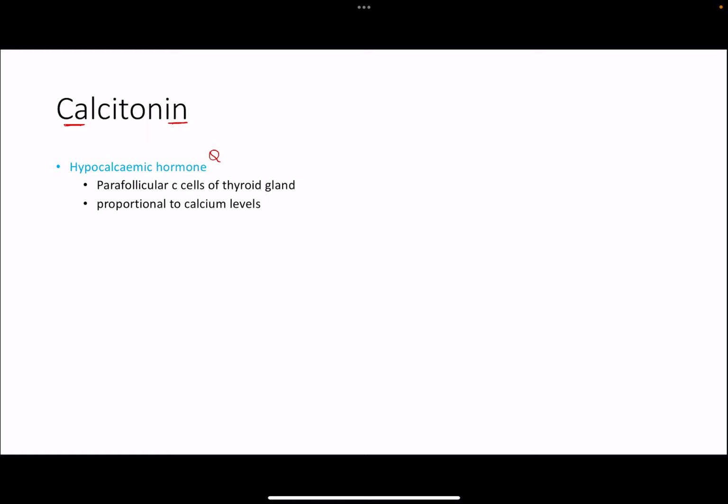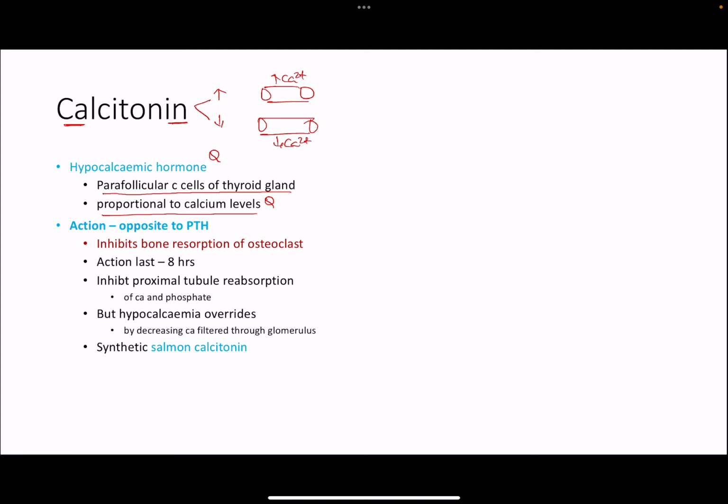It is present on the parafollicular cells of the thyroid gland mainly, and its levels are proportional to the calcium levels. That means the calcitonin level will increase if there is an increase in the blood calcium levels, and calcitonin levels will decrease if there is a decrease in the blood calcium levels. So basically its concentration is proportional to the calcium levels. Very important. And what is the action or mechanism of action produced by calcitonin?